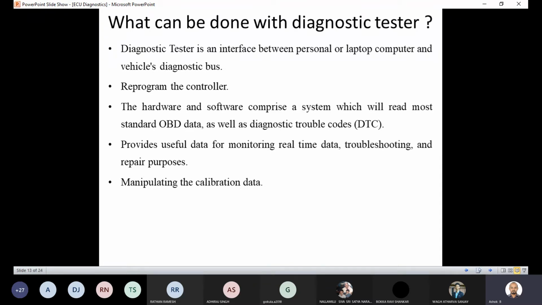The hardware and software comprise a system which will read the most standard OBD data as well as the diagnostic trouble codes. So the codes related to onboard emission related errors, as well as other diagnostic trouble codes, can be read by the tester or the scanner. It provides useful data for monitoring real-time data, troubleshooting and repair purposes. By means of this trouble code, you can monitor the real-time data, troubleshoot, and repair. Accordingly you can manipulate the calibration data.